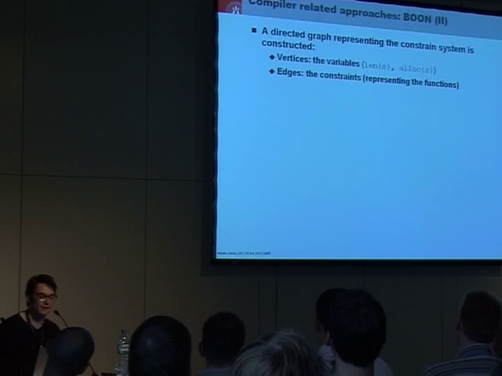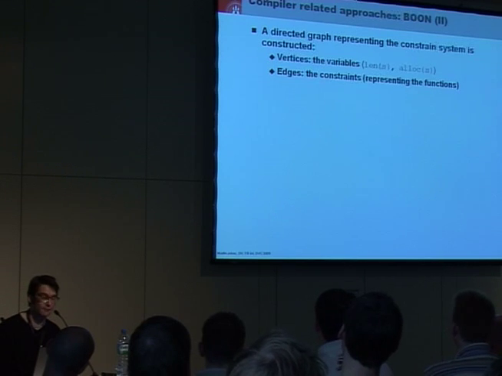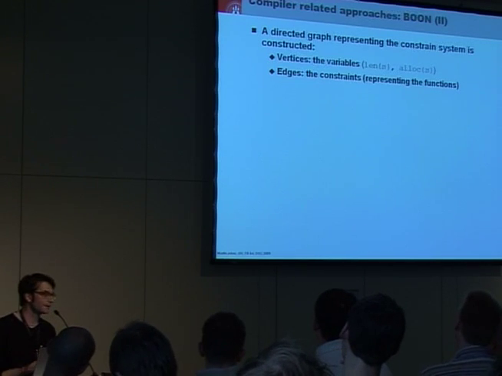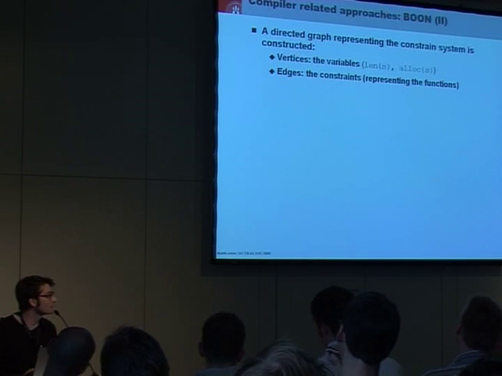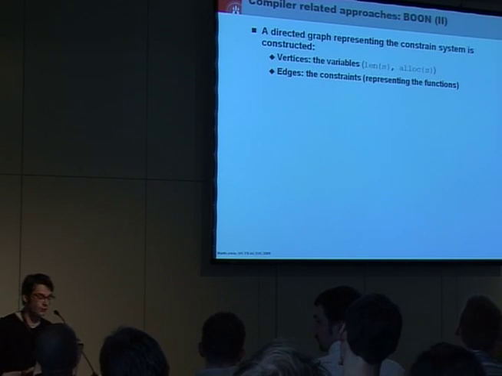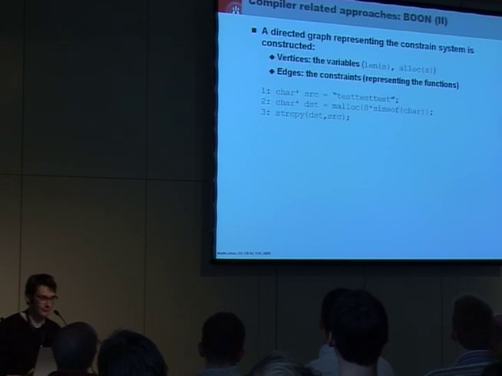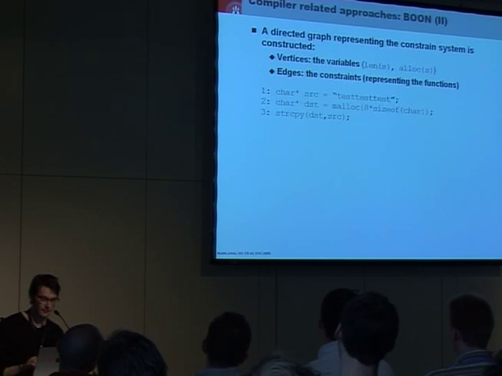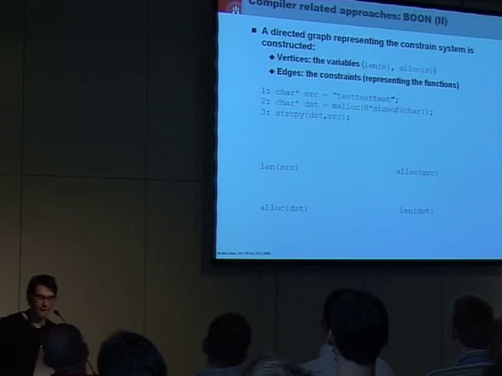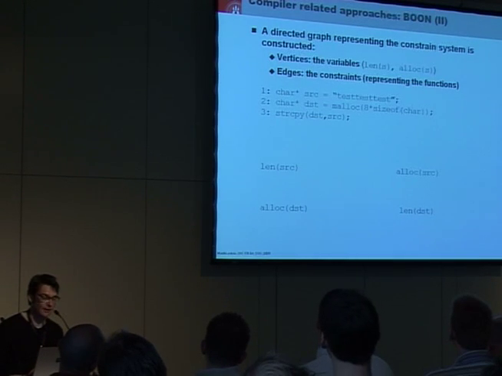After Boon has constructed all those constraints, a directed graph is built. The vertices of this graph are our variables, and the edges are the constraints. And remember, the constraints represent statements of our program that work on those buffers. So this is a really, really small program that we try to construct the graph for. We have 4 vertices. These are our 4 variables: length for source, alloc for source, length for the destination, and alloc for the destination.